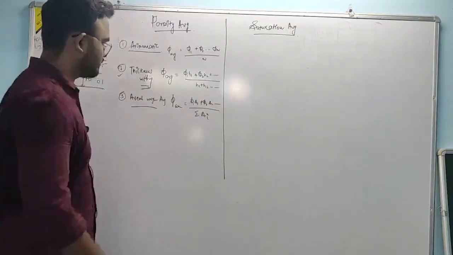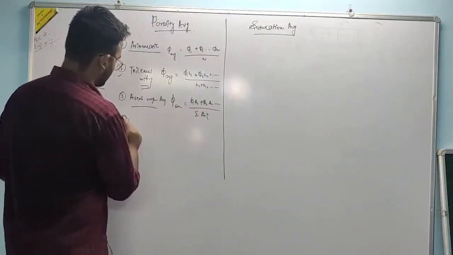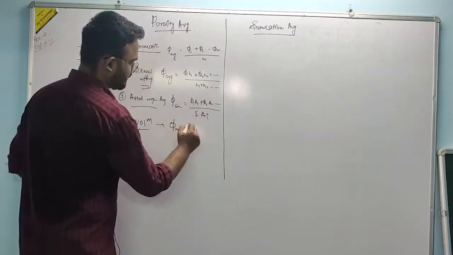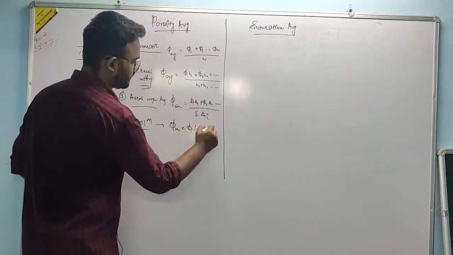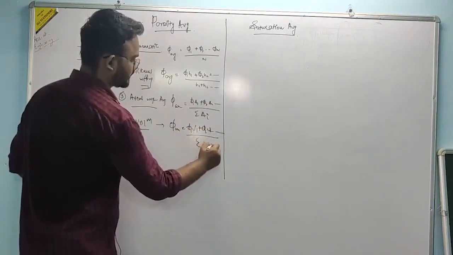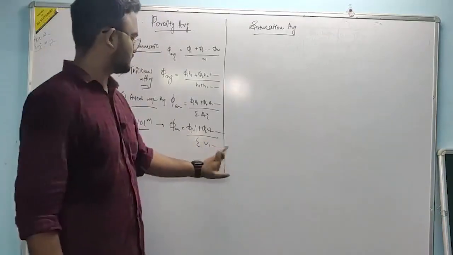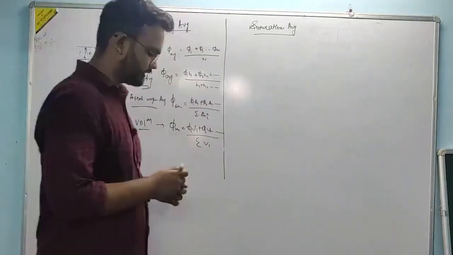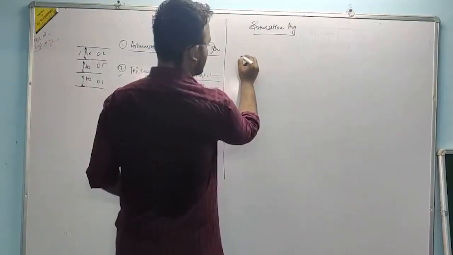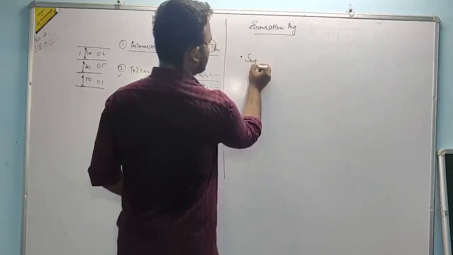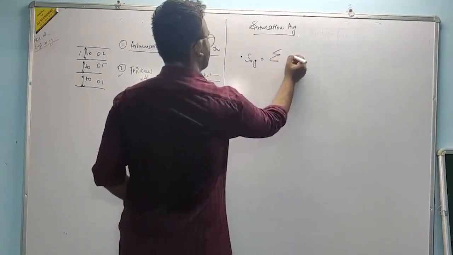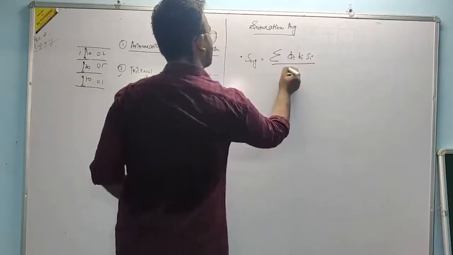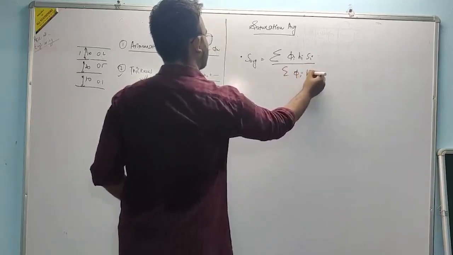Now the last averaging that we do is the volumetric average, which is phi 1 V1 plus phi 2 V2 plus so on, divided by the summation of V1 plus V2 plus so on. So this is the volumetric average. Very easy to understand, self-explanatory. And there is a common technique for saturation averaging, which is summation of phi i hi Si upon summation of phi i hi.